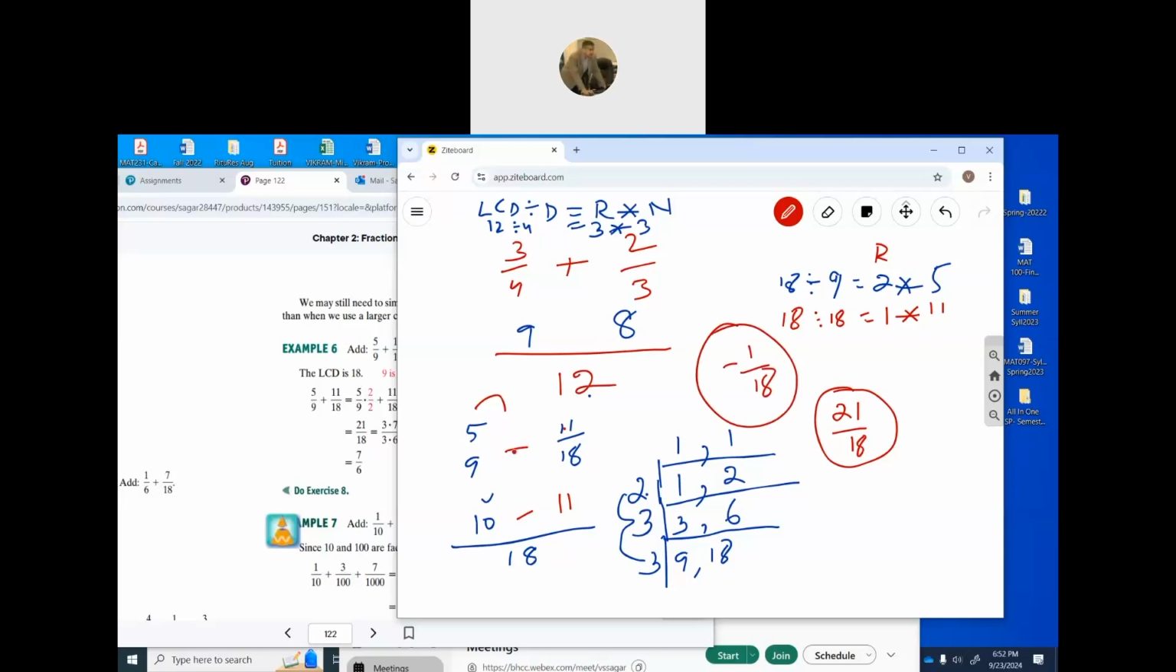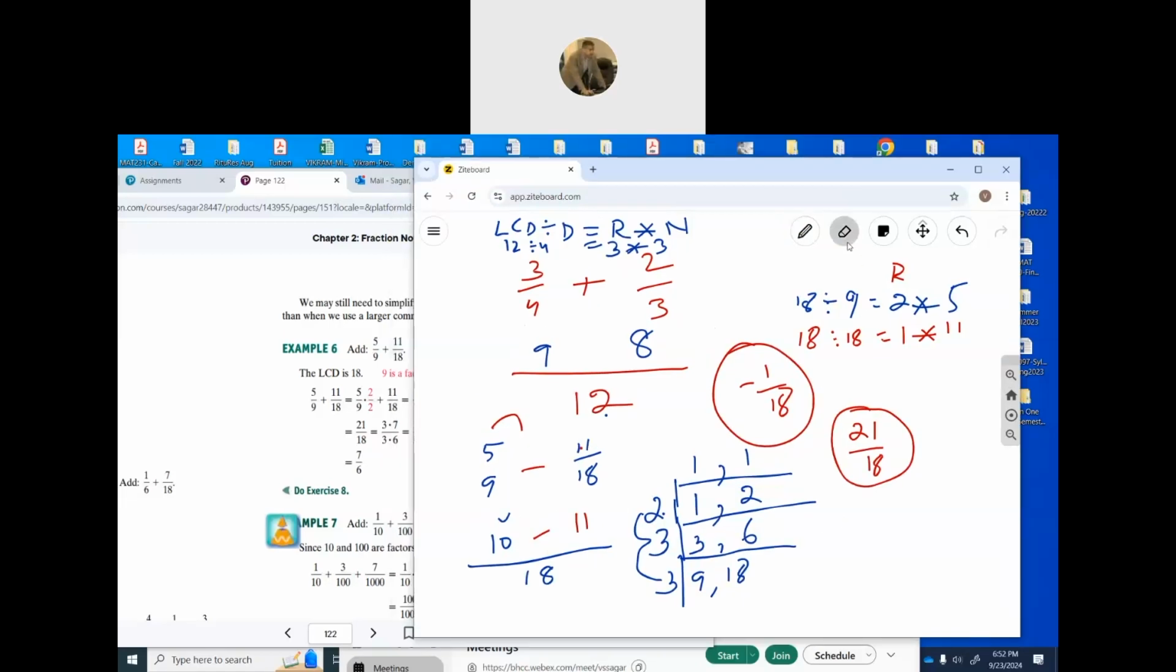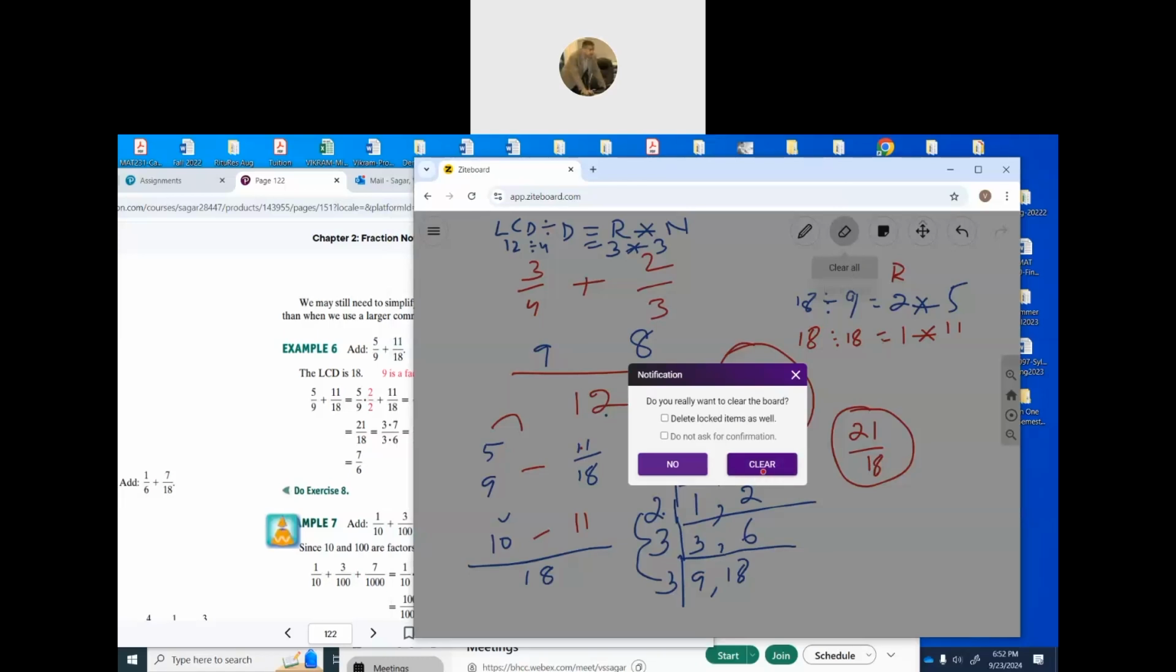So this is your answer now. Okay, same process. If you have a negative number here, all you have to do is, instead of a positive sign, you have a negative sign. That's it. Okay. Let's do some more problems. Clear this. Okay.